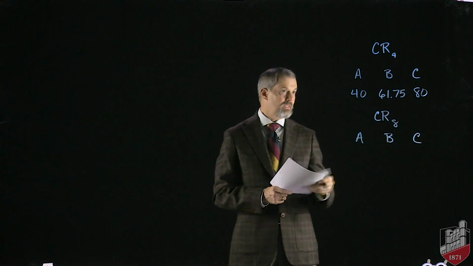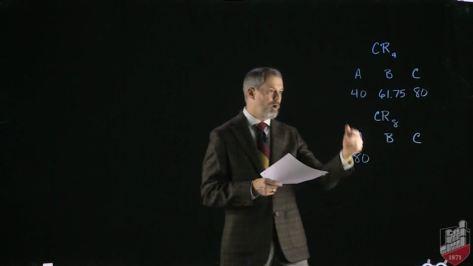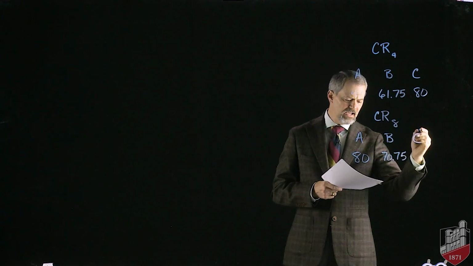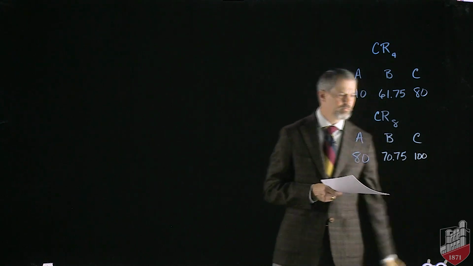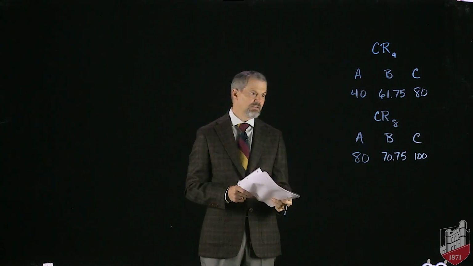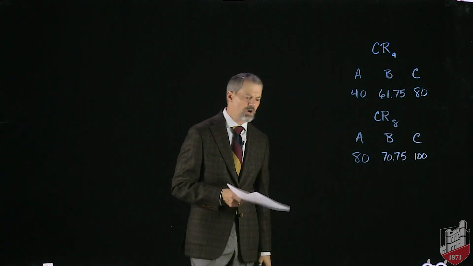is that with market A, it would obviously be 80. Market B, it would be 70.75. And with market C, it would be 100. Remember, we only had 8 firms, I believe, in market C. And so by the time you get to that 8th firm, that's 100% of the market.